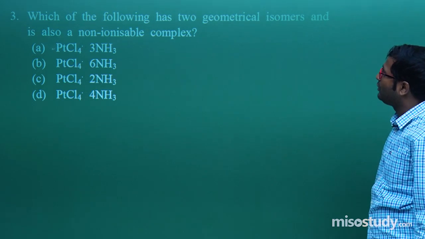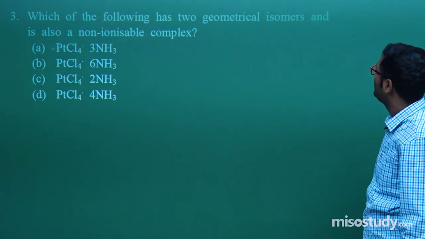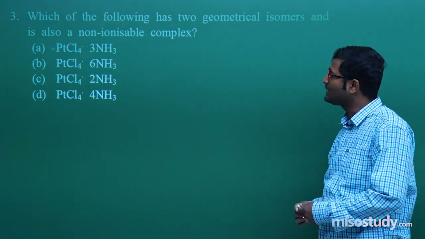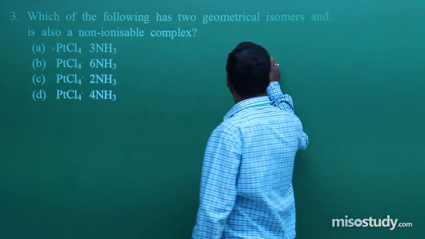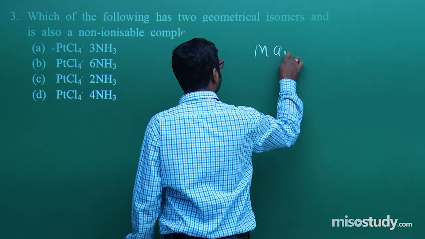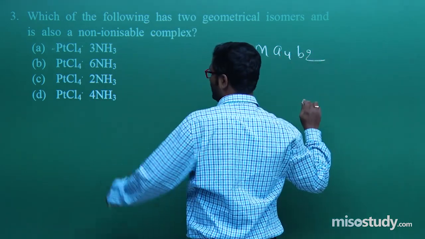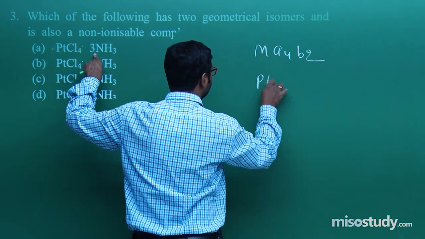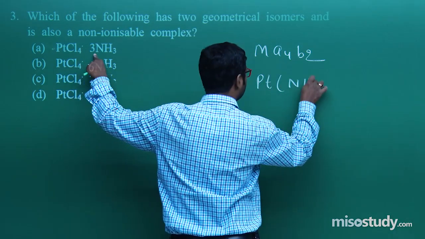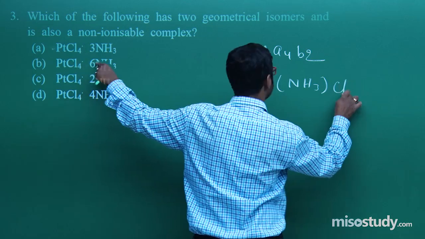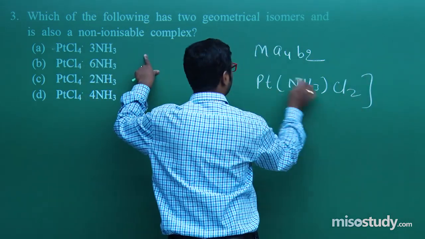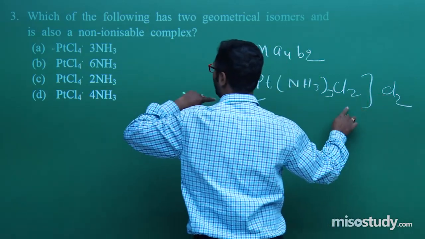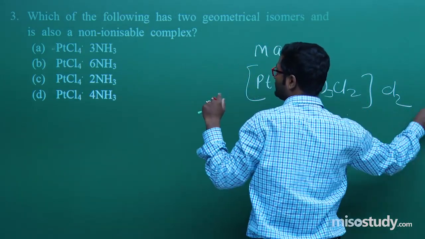Which of the following has 2 geometrical isomers and is also non-ionizable, that is, has no charge? As we know, if a complex has formula Ma4B2, now look here, if I write like this, Pt(NH3)3Cl2 and Cl, this is not non-ionizable, this one is not possible.